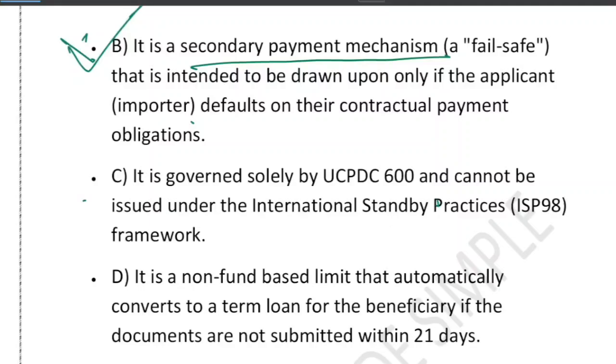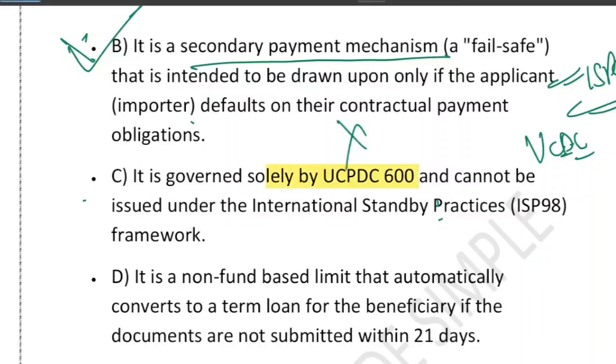What do you think? An SBLC can be issued under ISP 98, and it is the most common way of issuing an SBLC. ISP 98 and UCPDC are also allowed, right? So we cannot say that it is solely governed by UCPDC 600. This is incorrect. And what about option D?